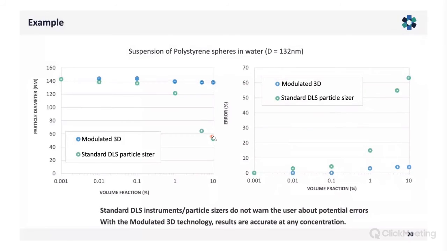And here you see the relative error as a function of the volume fraction of the polystyrene spheres in this case. And there's no warning given to you by the standard DLS particle sizer instrument, because the particle sizer doesn't know what your concentration is. The particle sizer just measures light that is scattered, and the instrument doesn't know where the light comes from. And modulated 3D or 3D cross correlation automatically only detect single scattered light, and they cannot be fooled by a turbid sample.